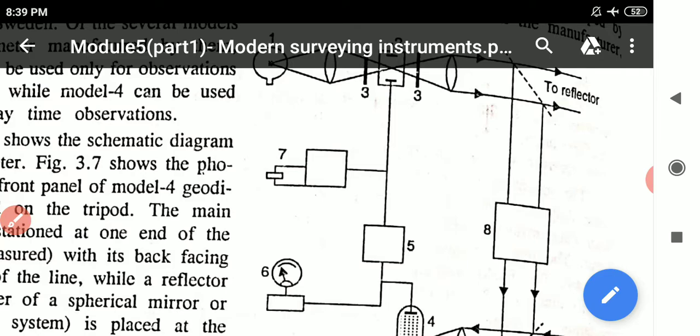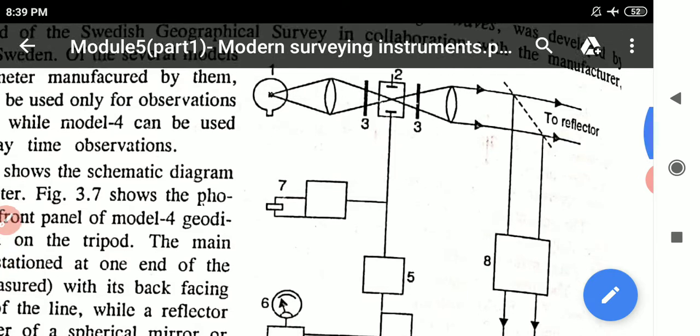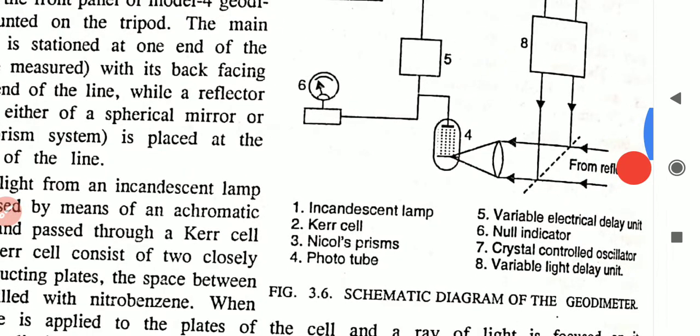On the other hand, the line being measured has a reflex prism system or a spherical mirror, which reflects the beam of light back to the geodometer. Then the fourth one is the phototube.